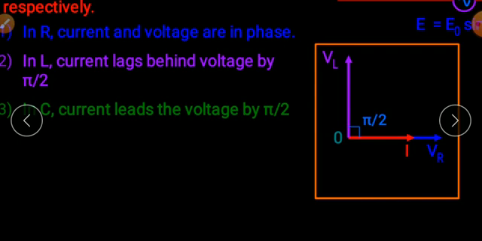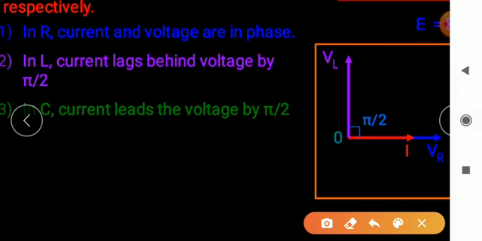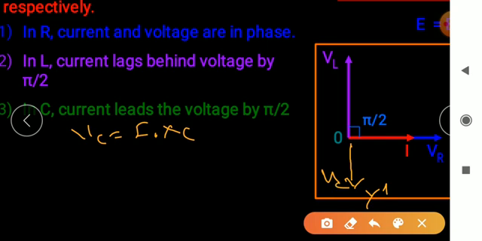Now in C, the current leads the voltage by pi by 2. So the maximum voltage across C is given by VC equal to I naught XC. As the voltage across the capacitor lags behind the alternating current by 90 degrees, it is represented by this line. We can say this line is OY dash. This is VC.